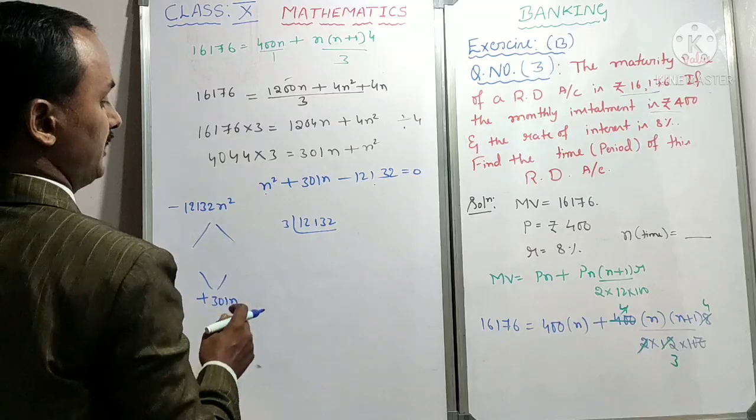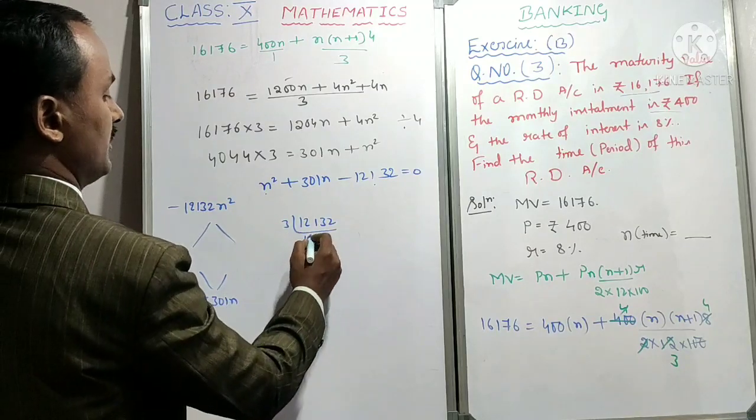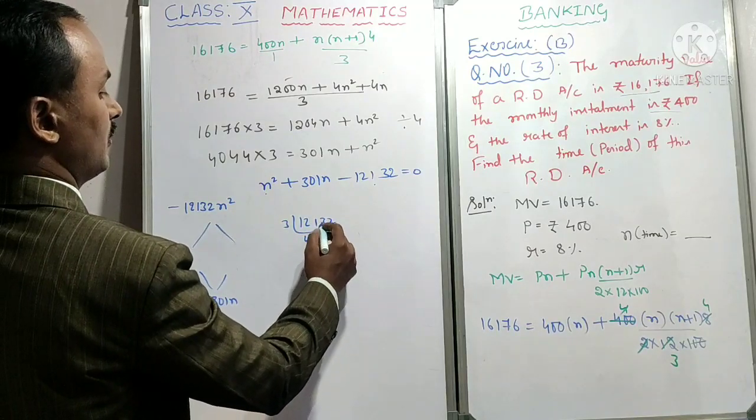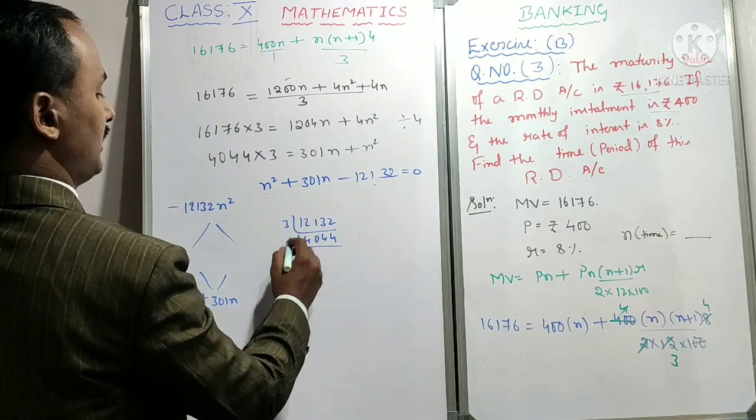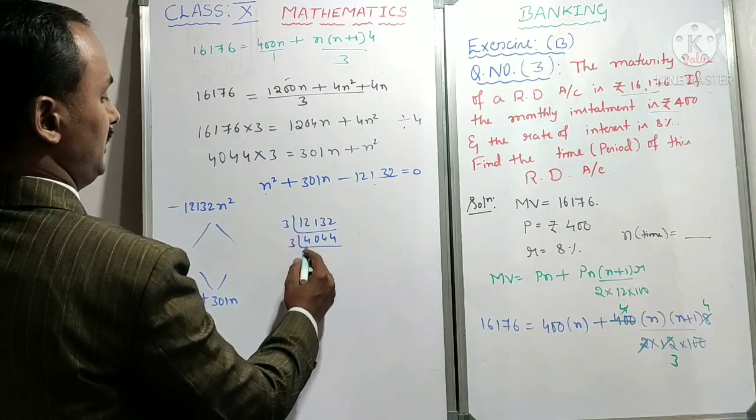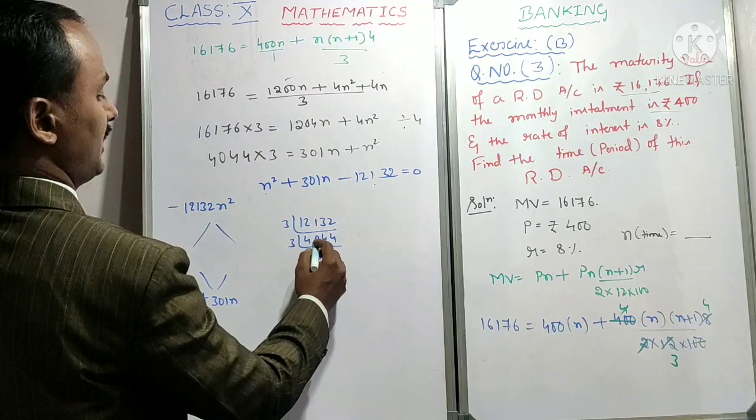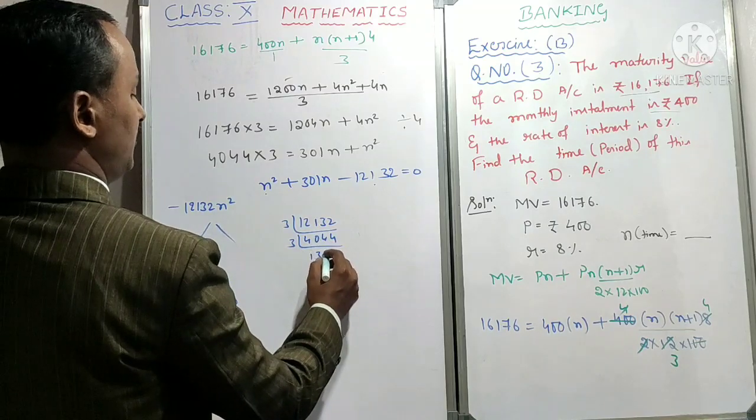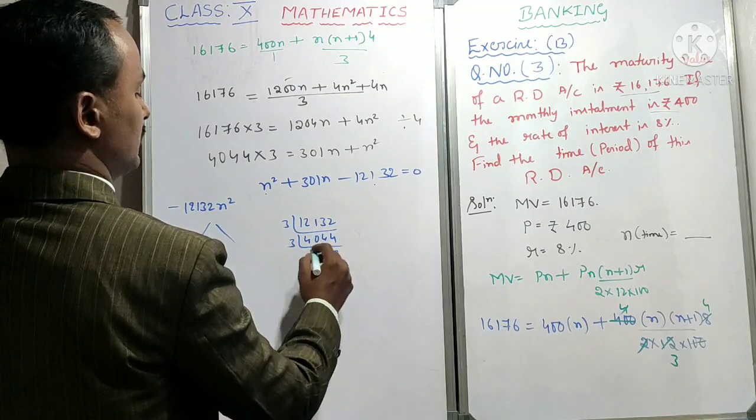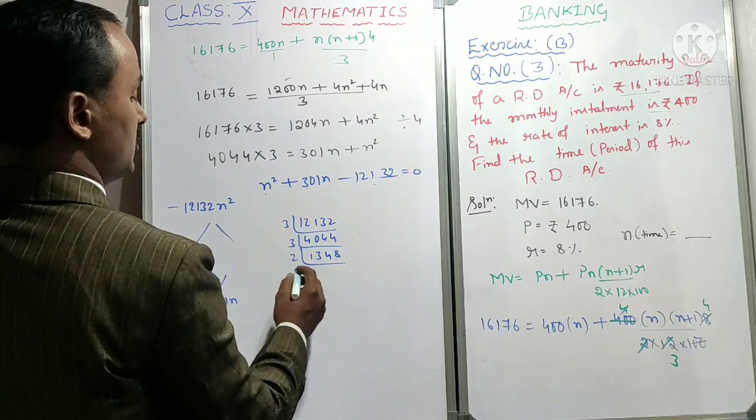I am dividing by 3. 3 4s are 12, 0, 3 4s are 12, 1 carry it became 12. 3 4s are, then again 3. 3 1s are 3, it became 10. 3 3s are 9, 1 it became 14. 3 4s are 12, it became 24. 3 8s are 24. Now this one divided by 2.